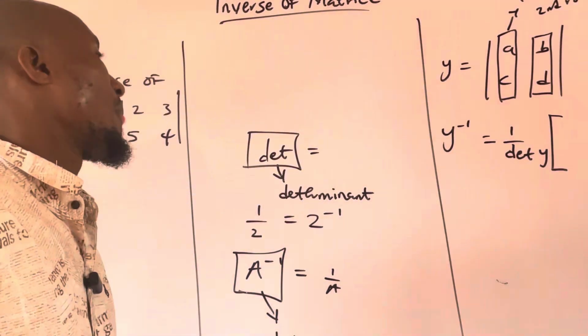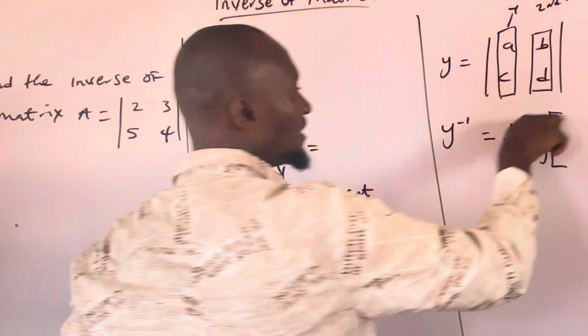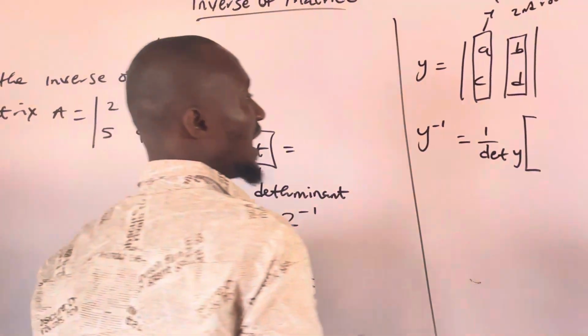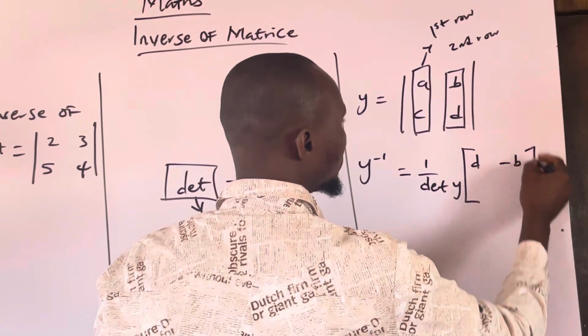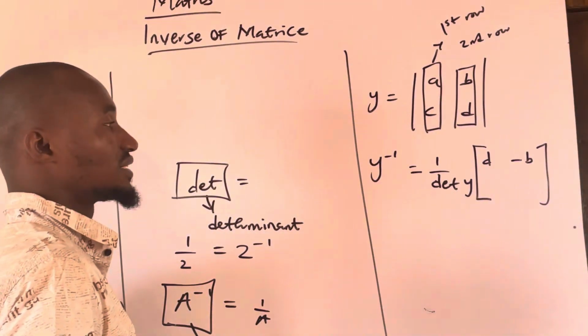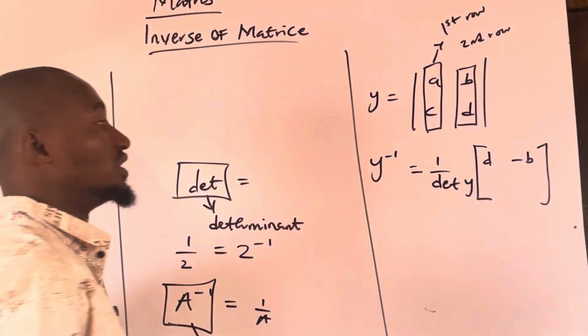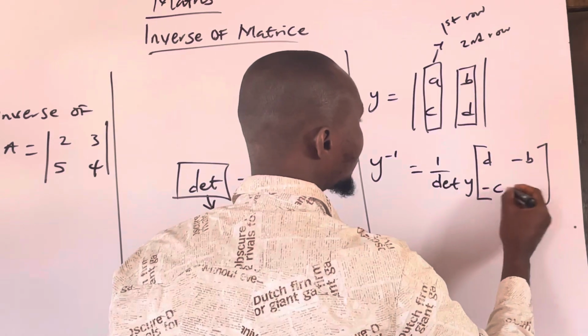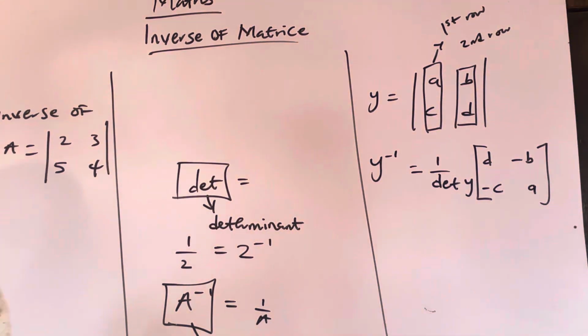So now watch out. This second row will take the first column. How? Here becomes D, minus B. You get? While this first row will take the second column. It's going to be minus C, A. This is the way to solve inverse of a matrix.